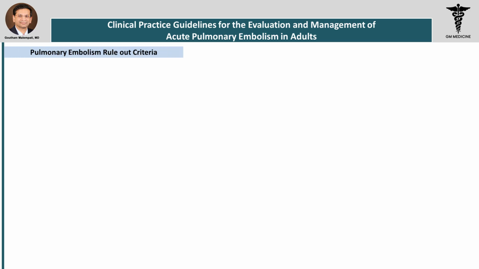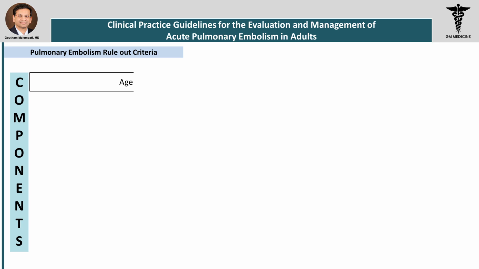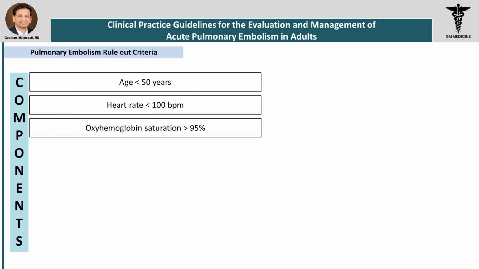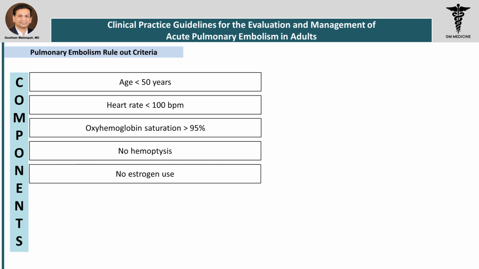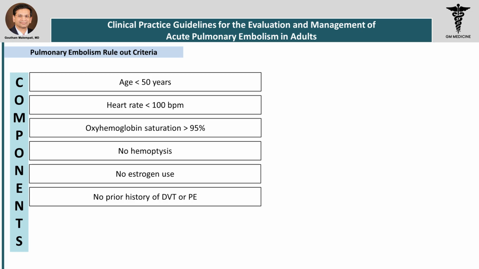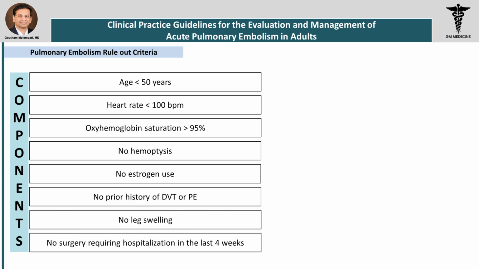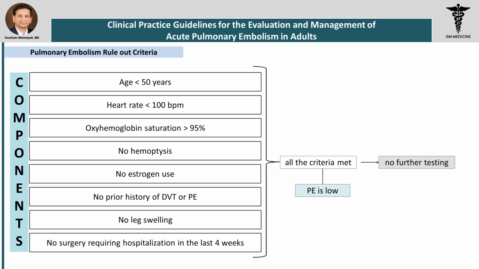Pulmonary embolism rule-out criteria. Components: age less than 50 years, heart rate less than 100 beats per minute, oxyhemoglobin saturation greater than 95%, no hemoptysis, no estrogen use, no prior history of DVT or PE, no leg swelling, no surgery requiring hospitalization in the last 4 weeks. When all the criteria are met, the likelihood of PE is low and no further testing is required.